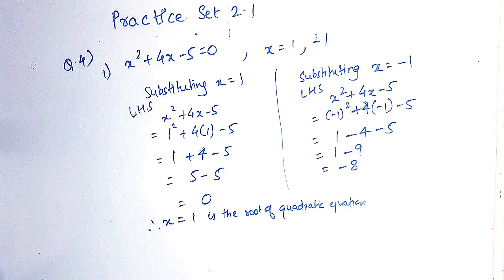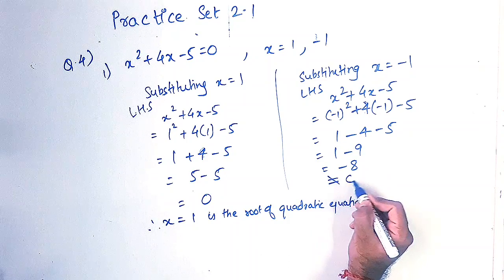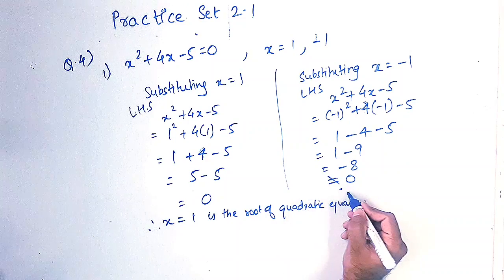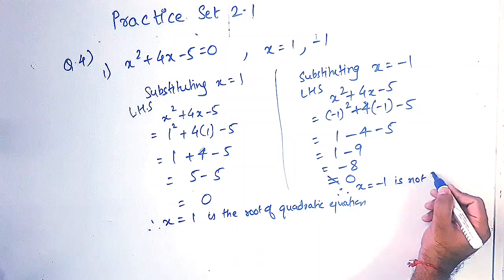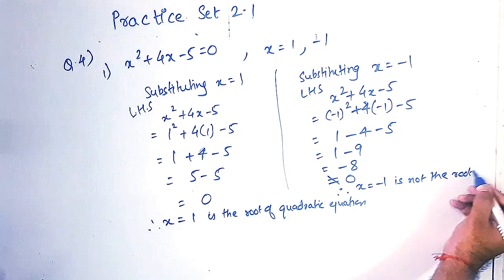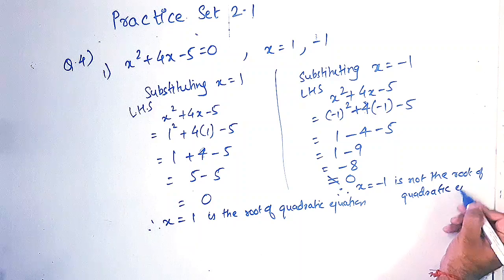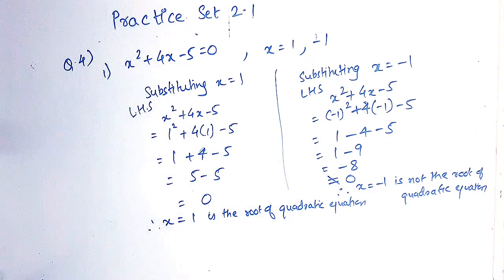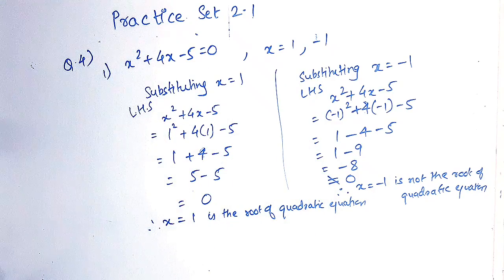Which is not equal to 0, you have to write this sign. Therefore, x equals to minus 1 is not the root of the quadratic equation. I hope with this first sum it will be clearer for you how to check whether the values given are the roots of the equation or not.